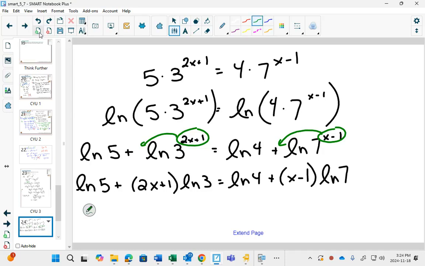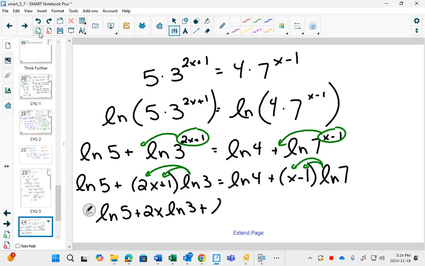Natural log of 3 is a number, so I could distribute it. Natural log of 7 is a number, so I could distribute it. I'll get natural log of 5 plus 2x natural log of 3 plus natural log of 3 equals natural log of 4 plus x natural log of 7 minus natural log of 7. Look how many letters we were saving by using natural log.